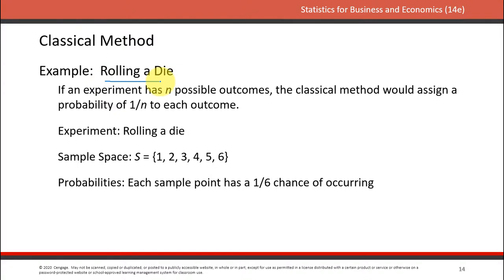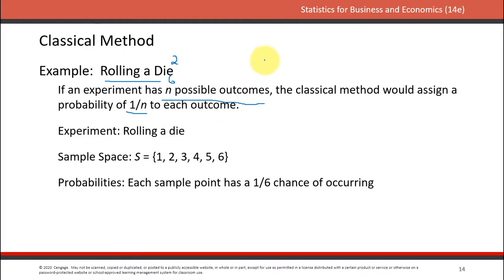That was when we're rolling a die. And so the classical method says something like this. If an experiment has n possible outcomes, so when we roll a die, of course, n is 6, right? We have 6 possible outcomes. If we toss one coin, then n would be 2, because we have 2 possible outcomes, heads and tails. So if an experiment has n possible outcomes, the classical method would assign a probability of 1 over n to each outcome.